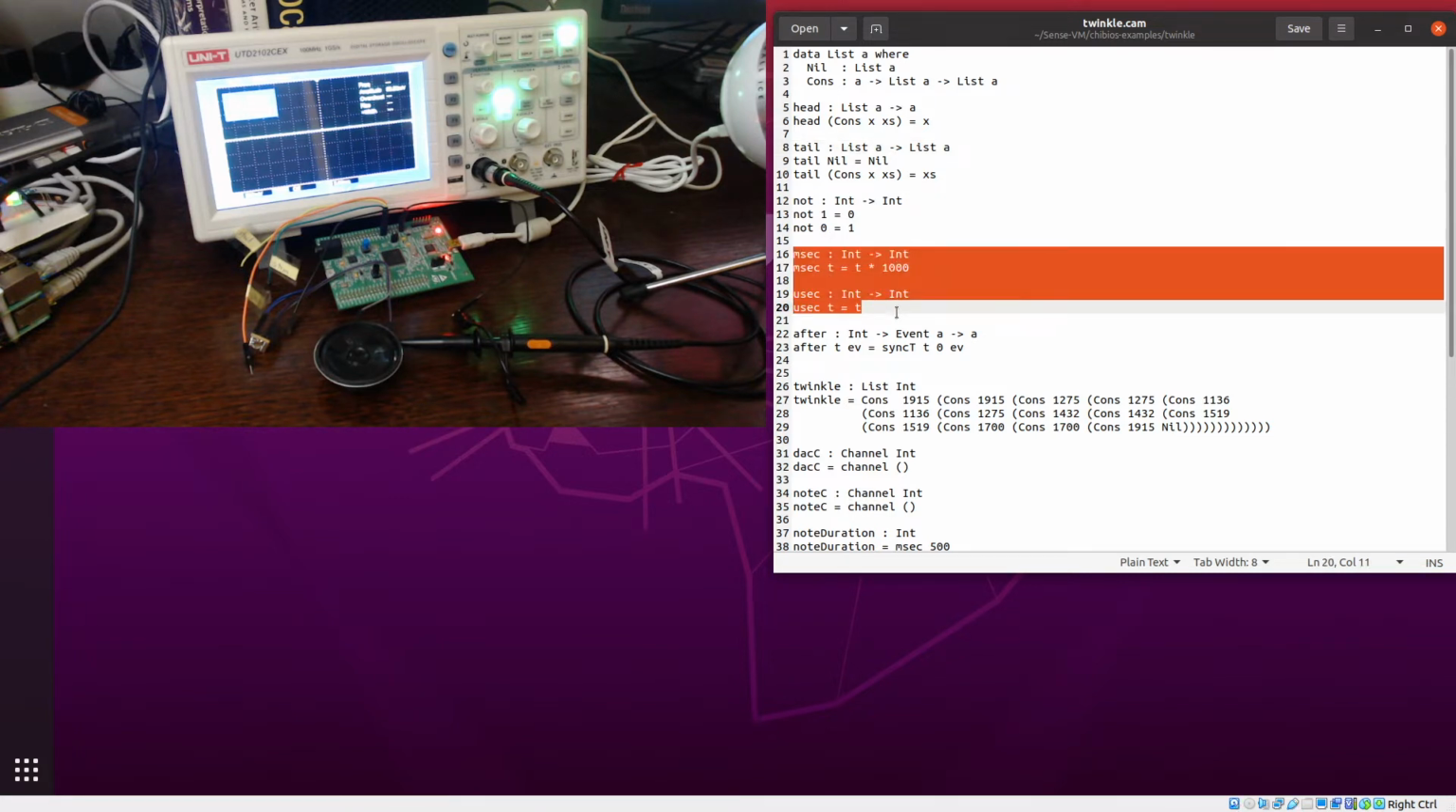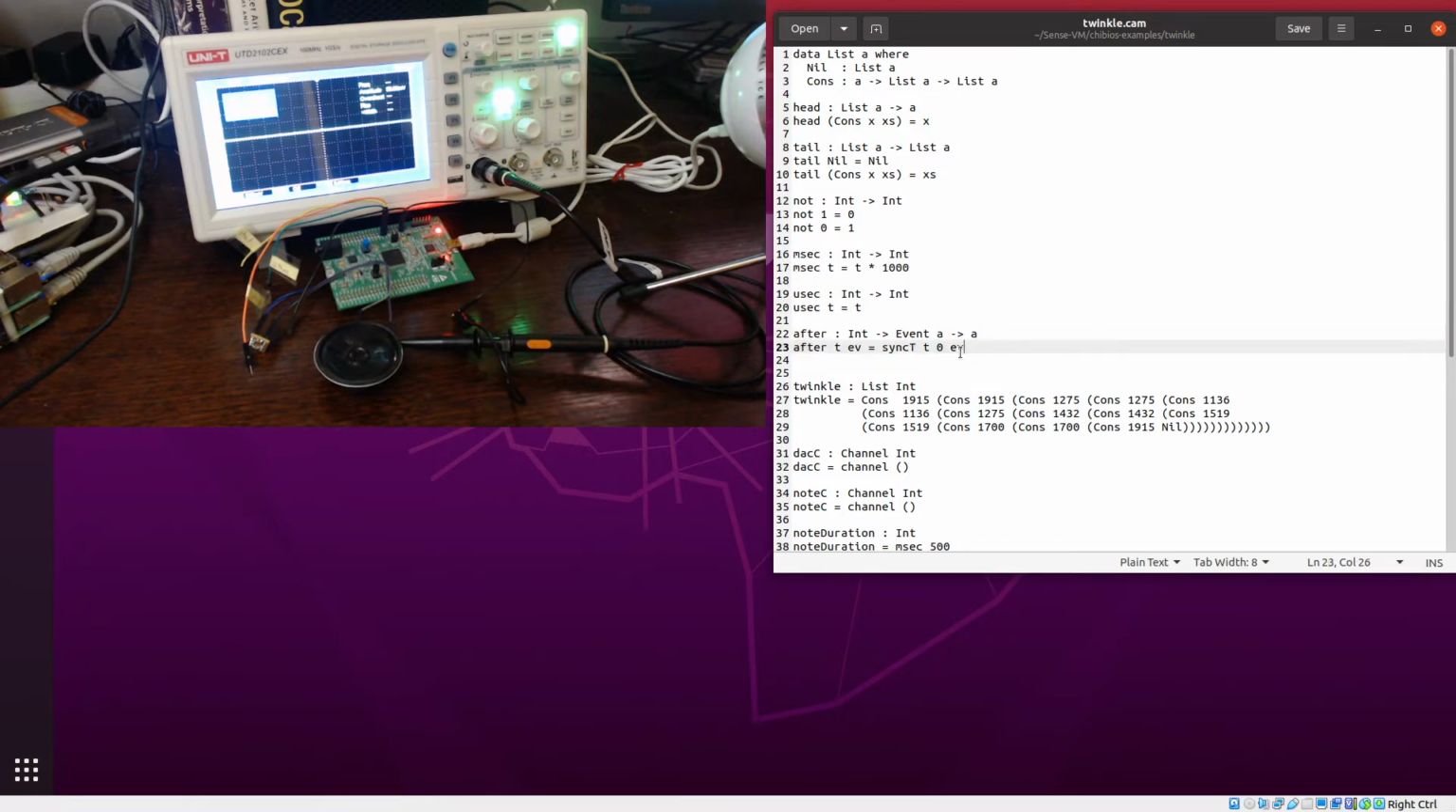And then we have two functions for time units, or specifying a value within a specific time unit. Then you would use msec or usec. Then we have a temporal operator after, which is implemented using syncT, and it represents saying we should try to synchronize this event after some amount of time, and we use that throughout this program.